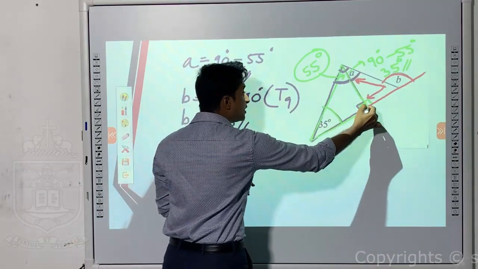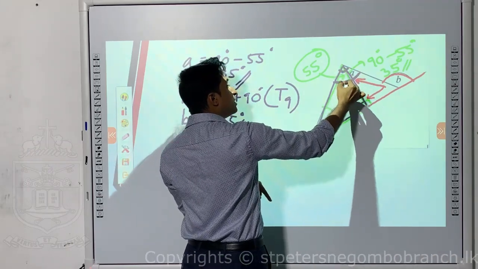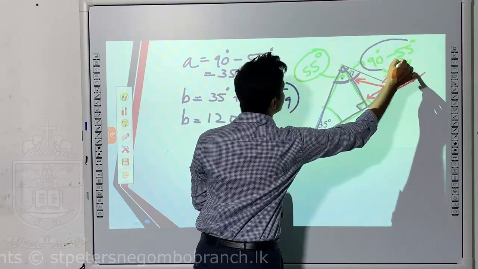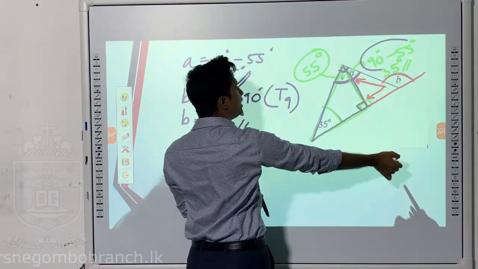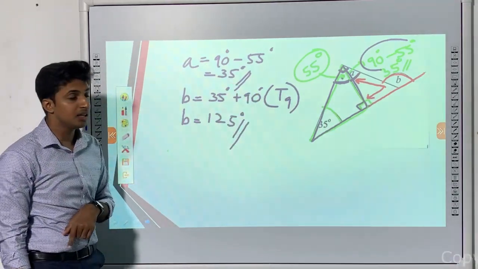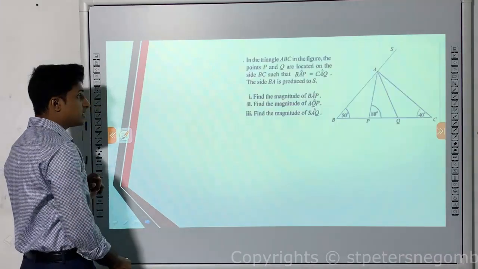Interior angles of a triangle concept. Then you can see there is a 90 given here. So if this is 55, this part has to be 90 minus 55, that is 35. Then b should be equal to that 35 plus this 90, that is going to be 125. Okay, right, let's move on to the next question.